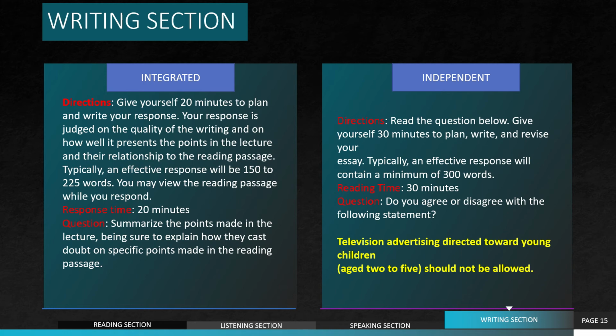And for the independent task, the directions are as follows: read the question below, give yourself 30 minutes to plan, write and revise your essay. Typically, an effective response will contain a minimum of 300 words. So you get 30 minutes to read the question and write the essay, and the question may be, do you agree or disagree with the following statement? And the statement may be like, television advertising directed toward young children age 2 to 5 should not be allowed, and you need to respond based on your own opinion for this question.